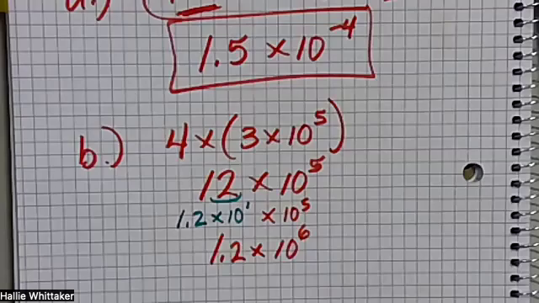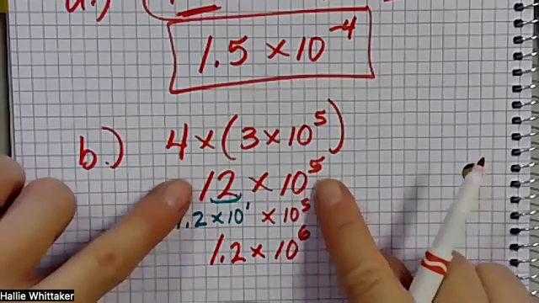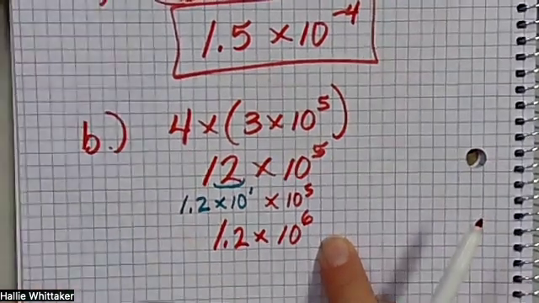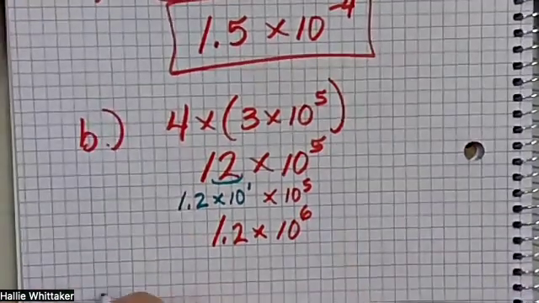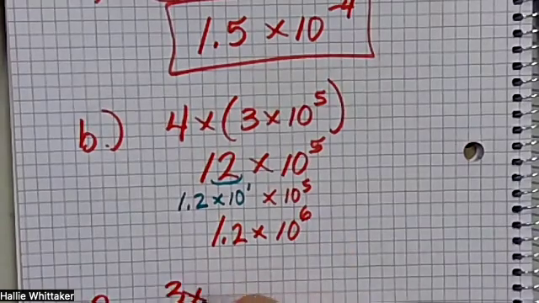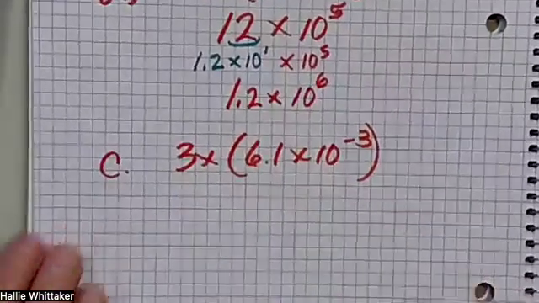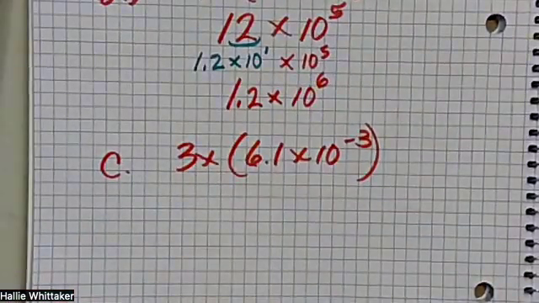Y'all have caught on to that very quickly. Okay, so just check your final answer to make sure it's an appropriate scientific notation. We're actually about to wrap this up. Y'all are doing awesome. 3 times 6.1 times 10 to the negative 3. Take a minute and see if you can do that. Go solo. Y'all got this.